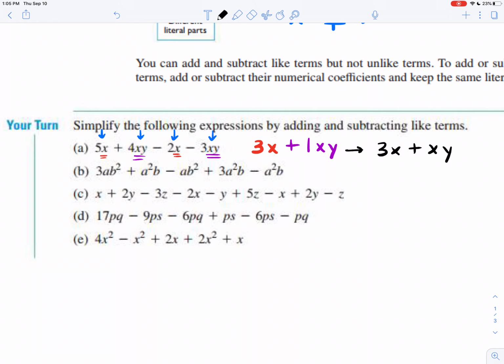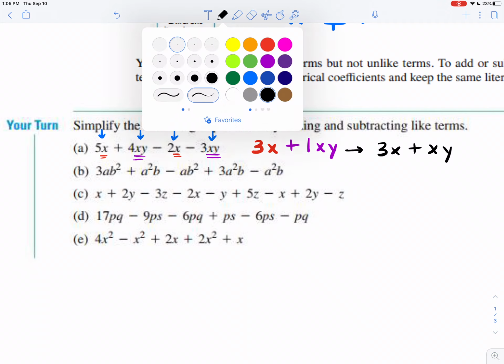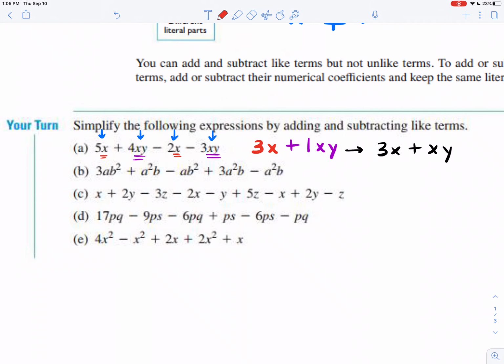All right, so let's look at part B. Again, I'm going to go through and look for terms that have the same, exact same literal parts.